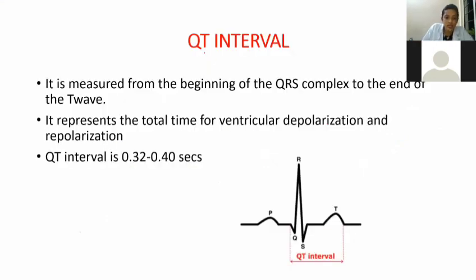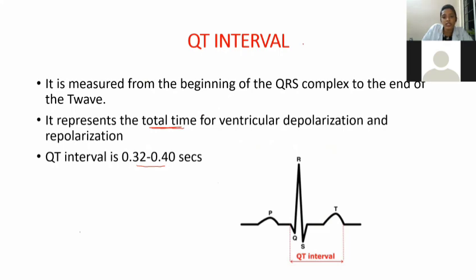This is the QT interval. The QT interval is measured from the beginning of the QRS complex to the end of the T wave. In the image, you can observe from the beginning of the QRS complex to the end of the T wave. It represents the total time for both ventricular depolarization and repolarization. And the normal QT interval is 0.32 to 0.40 seconds.